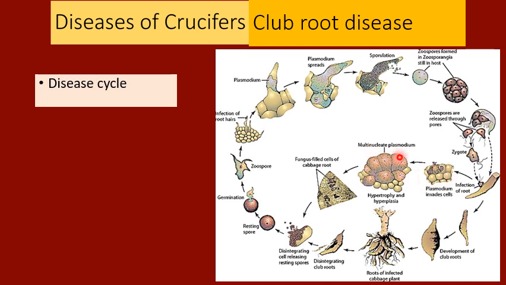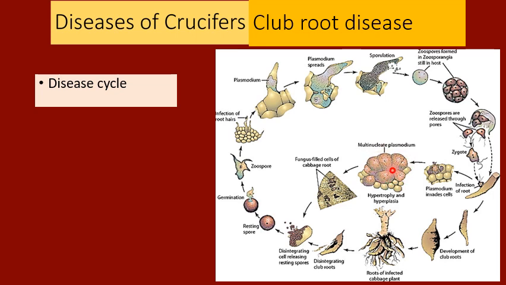Then we can see multinucleate Plasmodium here. Then hypertrophy and hyperplasia happen here. Hypertrophy means they can increase the size of the cell, and hyperplasia means they can increase the number of cells. Then both hypertrophy and hyperplasia happen, and due to that continuous cell growth, the number of cells also will be increased.